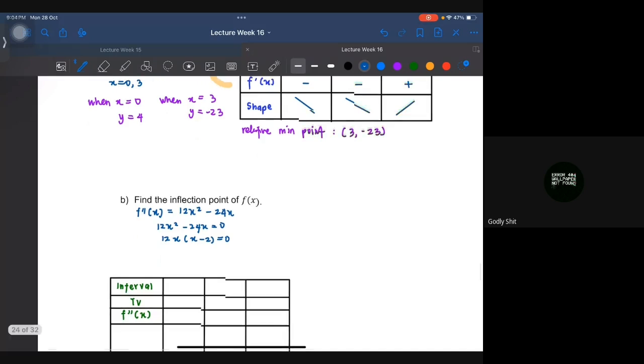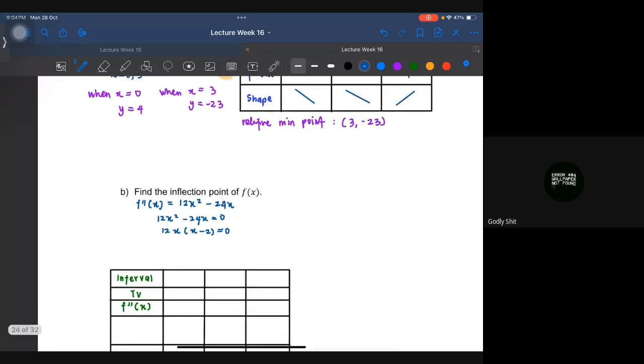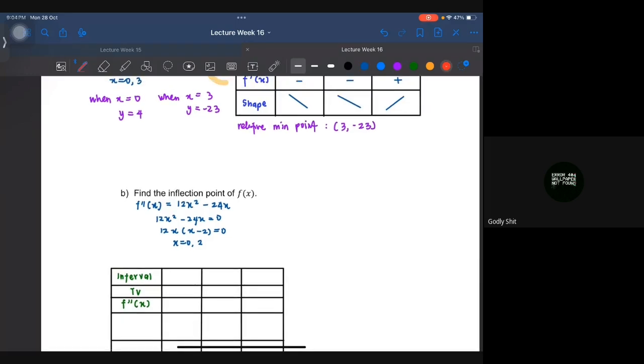Okay, so jom next one. So kita akan dapat two values of x equal to 0 dengan x equal to 2 dekat situ. Okay, so from here boleh terus cari awak punya value of y. Okay, so when x equal to 0, kita dah cari dah tadi, y awak akan dapat 4. Okay, and then next one kita akan cari when x equal to 2, right? So the value of y is gonna be negative 12.